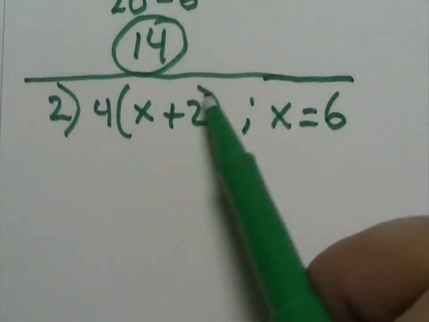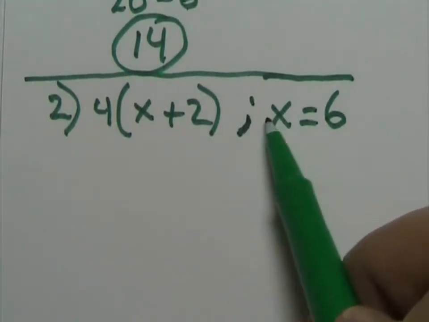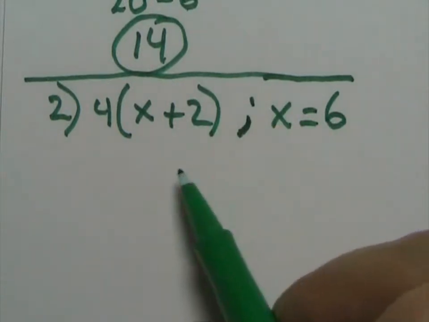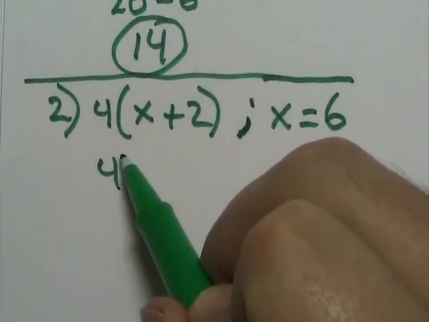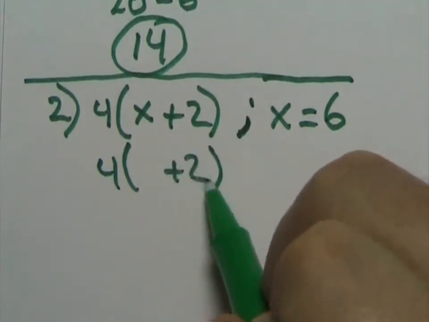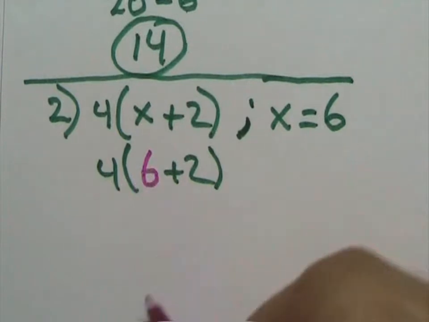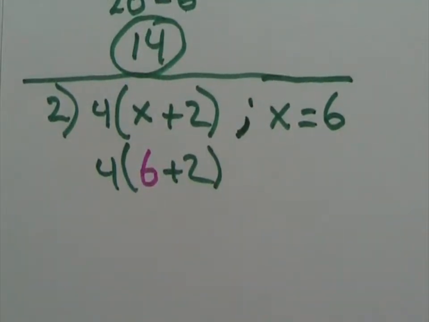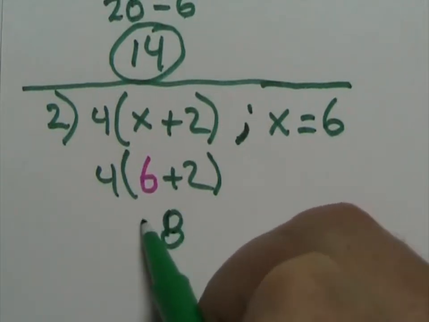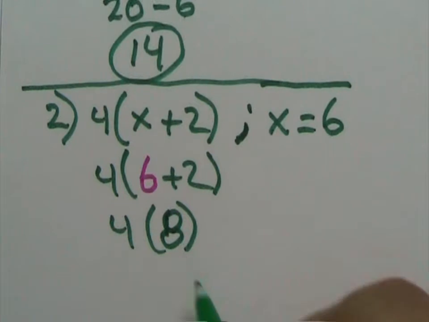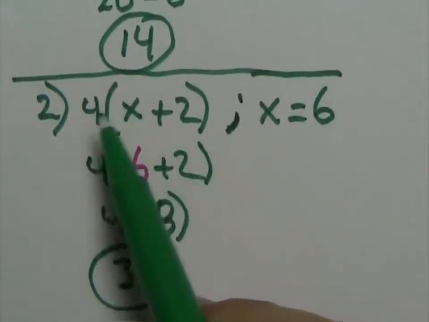Number 2, I have 4 times quantity x plus 2. And this is just a semicolon, just separating it, and x is equal to 6. We want to know what happens if x is 6, what will the value be of this algebraic expression? So I'm going to take 6 and plug it in there for the x. I'm going to work inside the parentheses first. 6 plus 2 is 8. Bring down the 4. So now it's 4 times 8. 4 times 8 is 32. So if x is 6, this whole thing is 32.